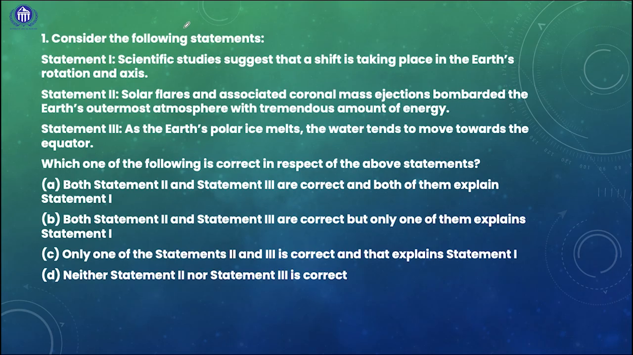Now let's go into analysis of 2025 UPSC preliminary geography segment questions. So the first question, consider the following statement. Scientific studies suggest that a shift is taking place in the Earth's rotation axis. So this is a basic question which has been asked from the universe chapter.